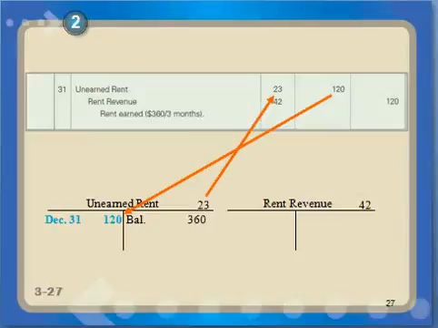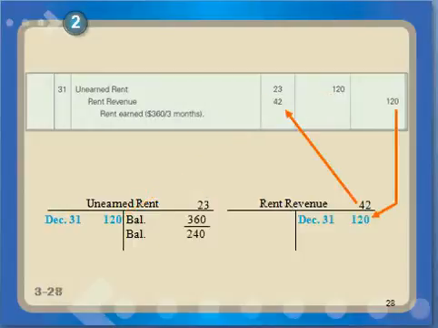We would debit unearned rent for $120, and then credit the rent revenue, I'm sorry, for $120. And again, we see our account numbers in the post reference column, and we see how we would post that to our rent revenue account. And for some reason they did this on 2 slides. I'm not sure the reason for that. But we will take a look at another exercise now.